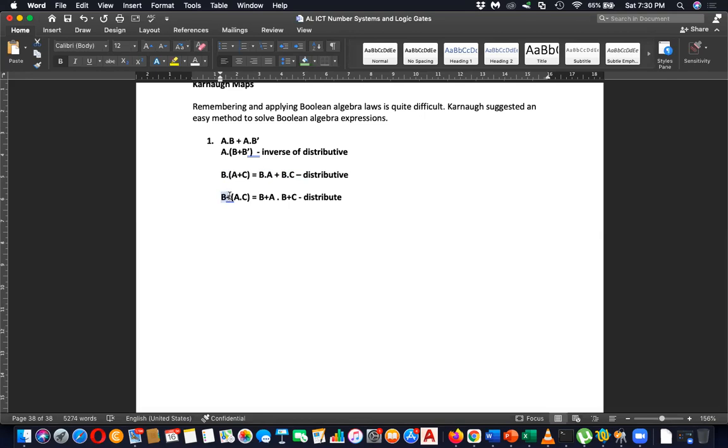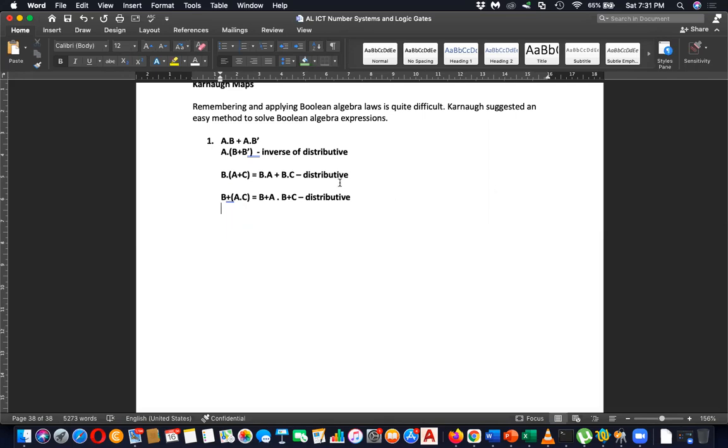Here B dot will be given to this one and this one both. And in the middle you have to keep the same operator. So the distributive law is valid for both occurrences. Please remember that. We are using this distributive law in K-maps, because most of the things can be solved using this distributive law.